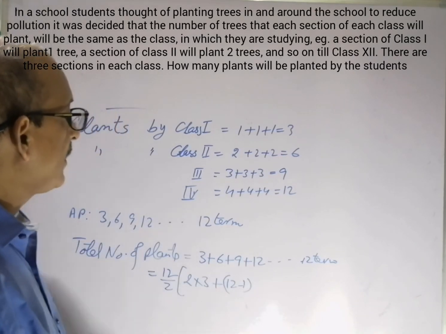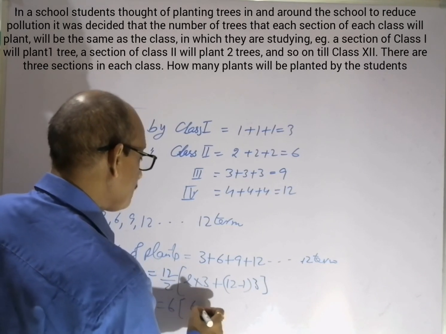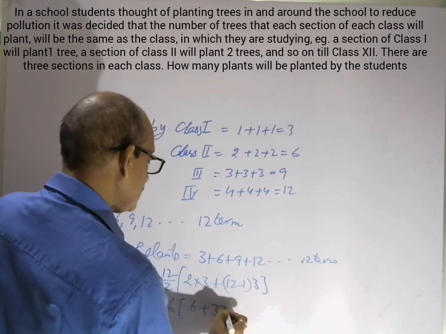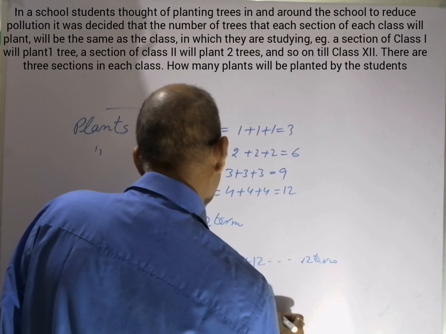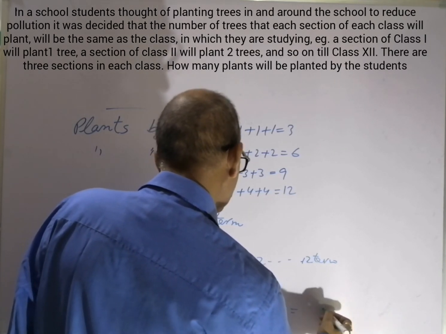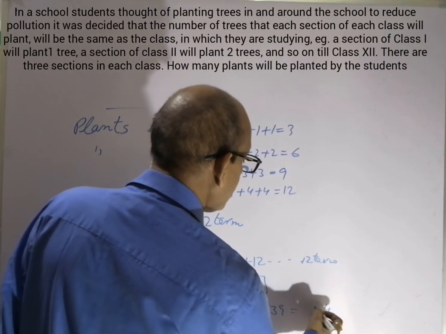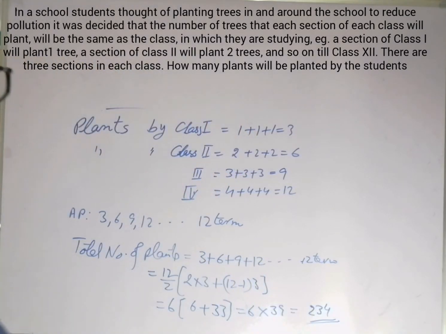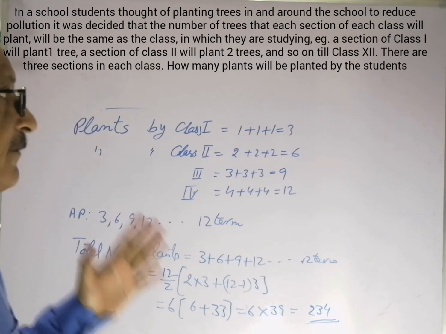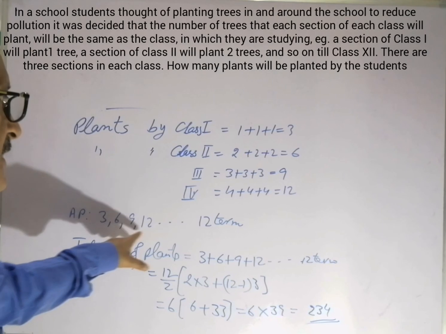You can see the common difference over here is 3. So we get 6 into (6 plus 11 times 3, which is 33), that is 6 into 39, which is 234. 6 nines are 54, 6 threes are 18, 18 plus 5 carried gives 23. So the total plantation will be 234. Total plantation will be 234. This means every section is planting as per their standard, so we get an AP generated in this way.